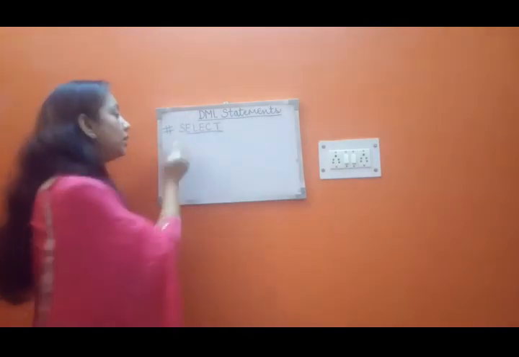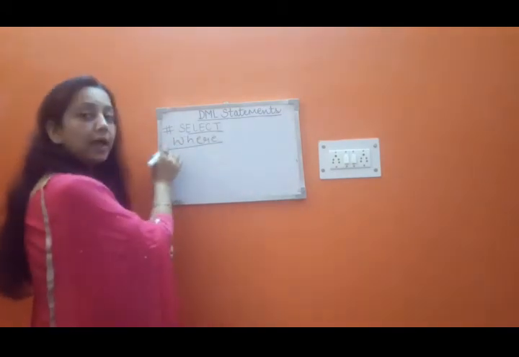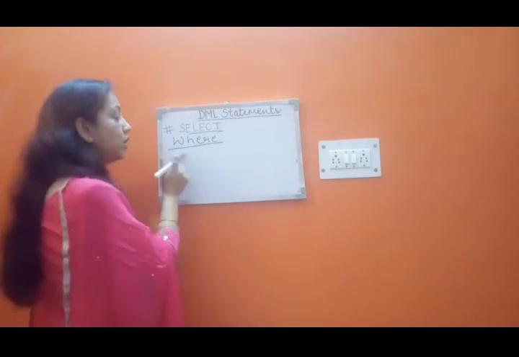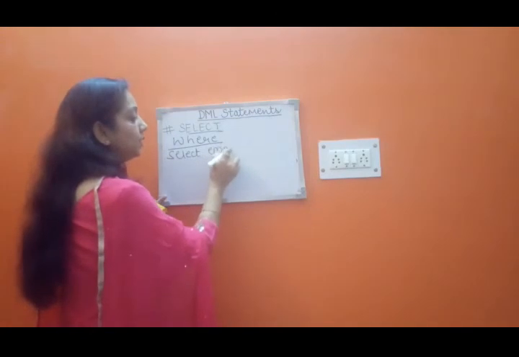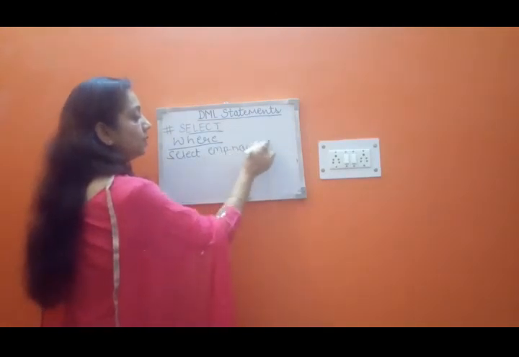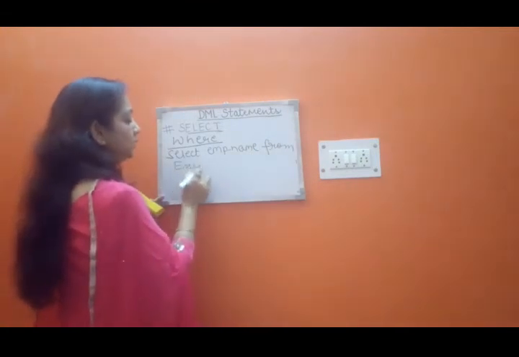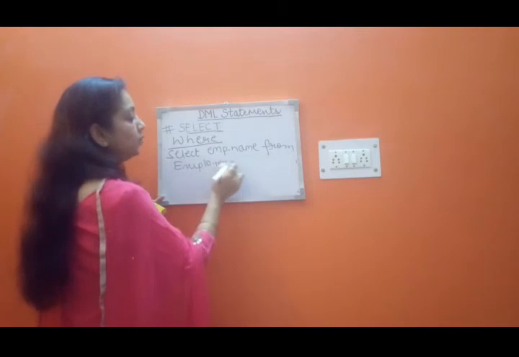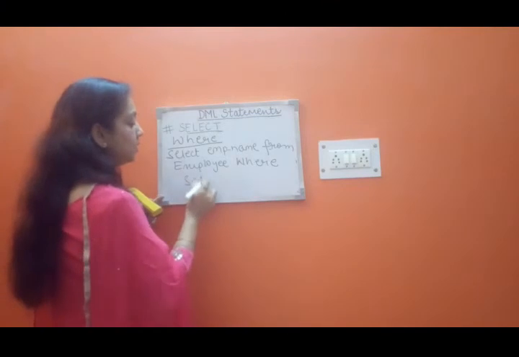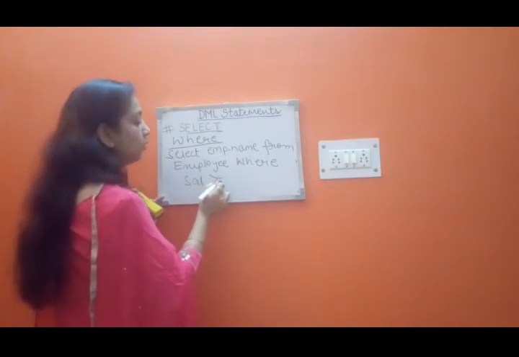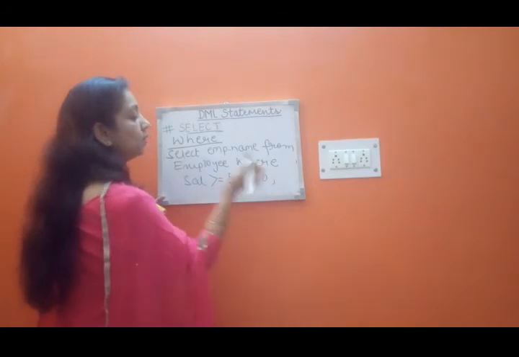Next are your clauses, as I told you, where. Where helps you to put a condition, and on the basis of that condition you can view the records. So I say select employee name from employee table. Now here we will see how where is used. Where salary is greater than or equal to 50,000, and close it with a semicolon.